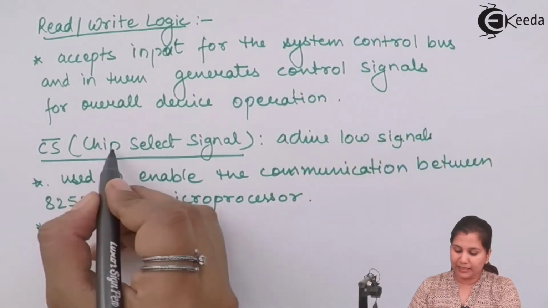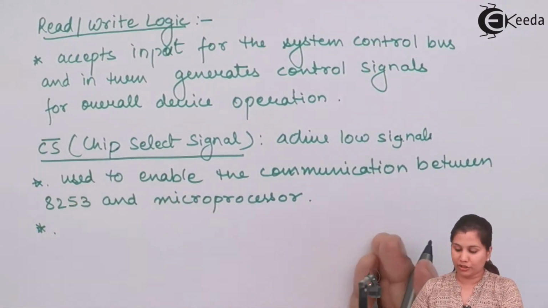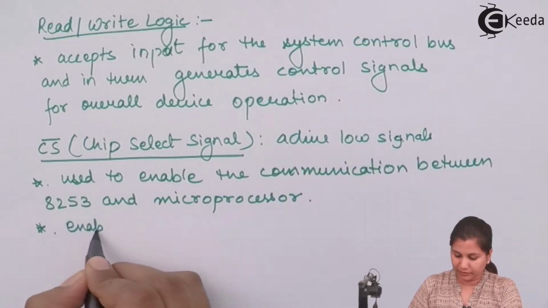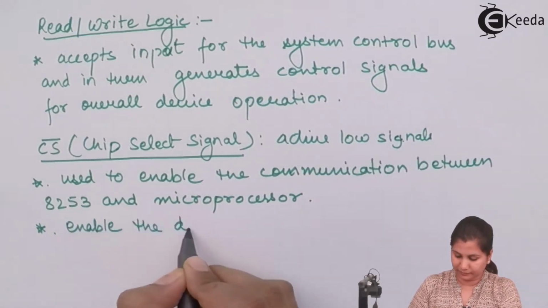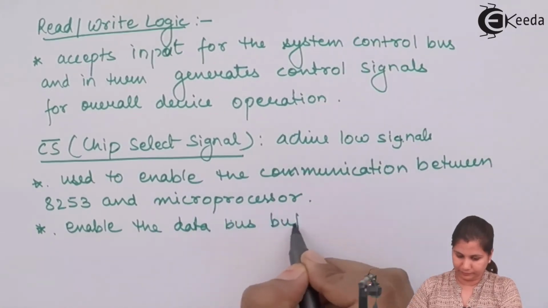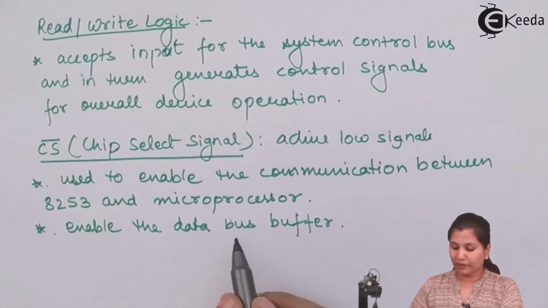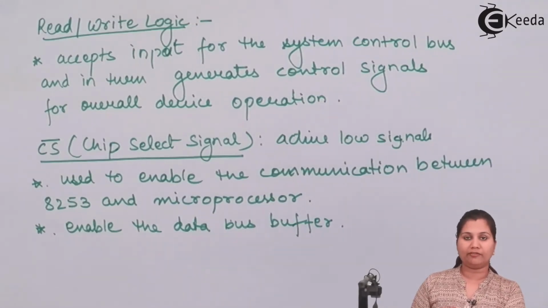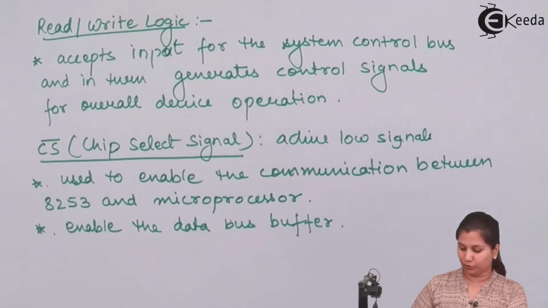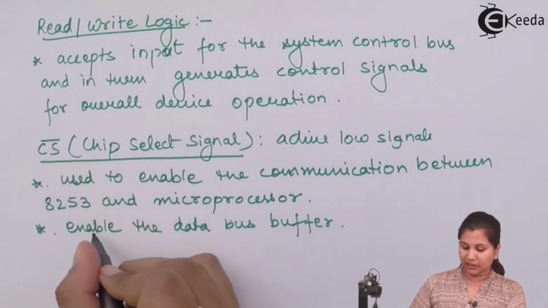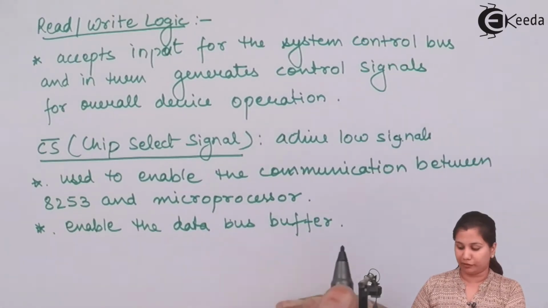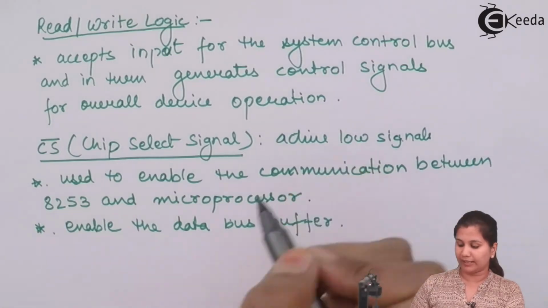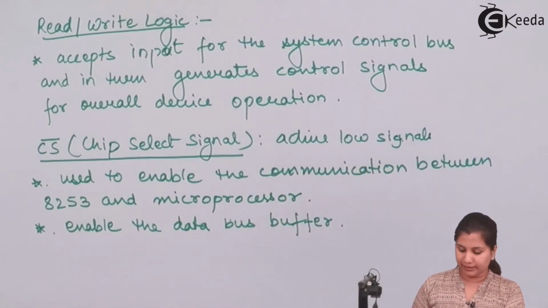So how does this chip select signal enable the communication? When this chip select signal is low, it will enable the data bus buffer. And the data bus buffer is connected to the data bus of the microprocessor, so data will be transmitted or received through this. So what this chip select signal is doing is enabling the data bus buffer. If it is 0, then this data bus buffer will be enabled. If it is 1, then this buffer will be in the high impedance state.